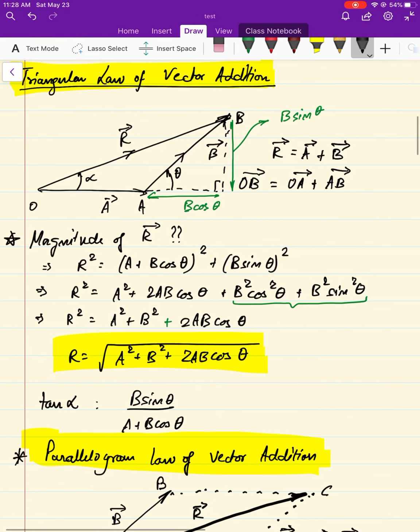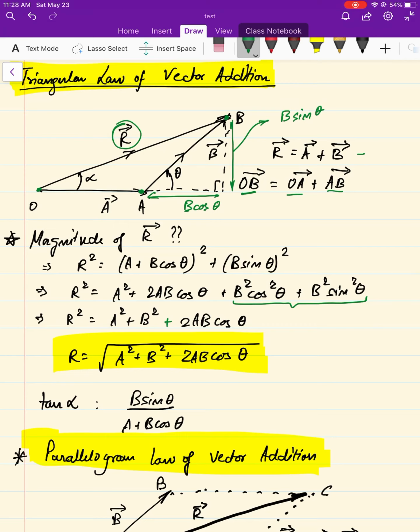So the triangular law of vector addition, as you see over here, is given by, let's say I have this vector OA, as I'm marking with the green color, and then you have a vector AB, and then the final vector, which is the resultant of the two vectors acting, is given by OB, and that is the vector R, also known as the resultant. Over here we write R as A plus B in vector notation, or in geometry we write OB vector equals OA plus AB.